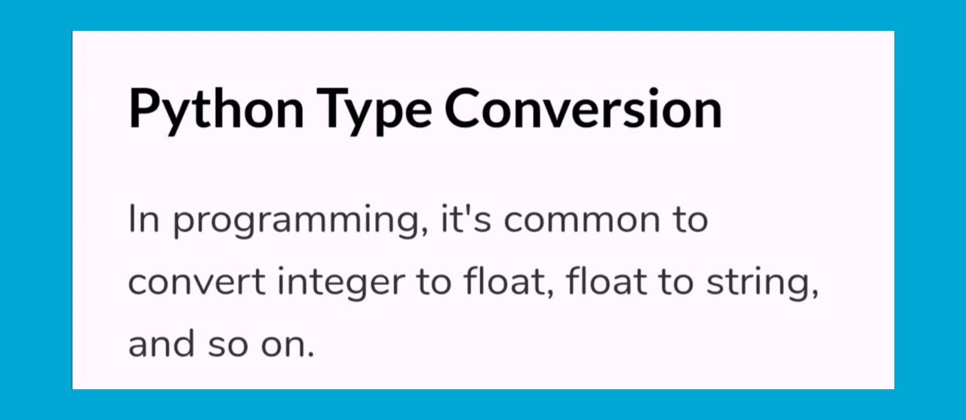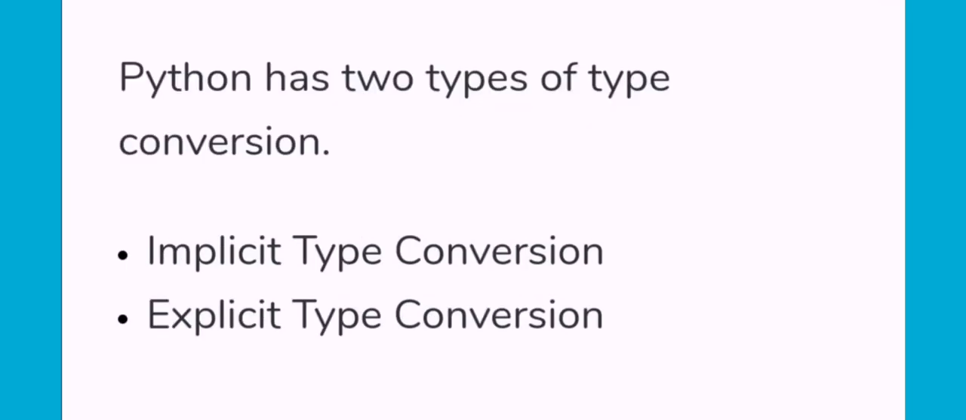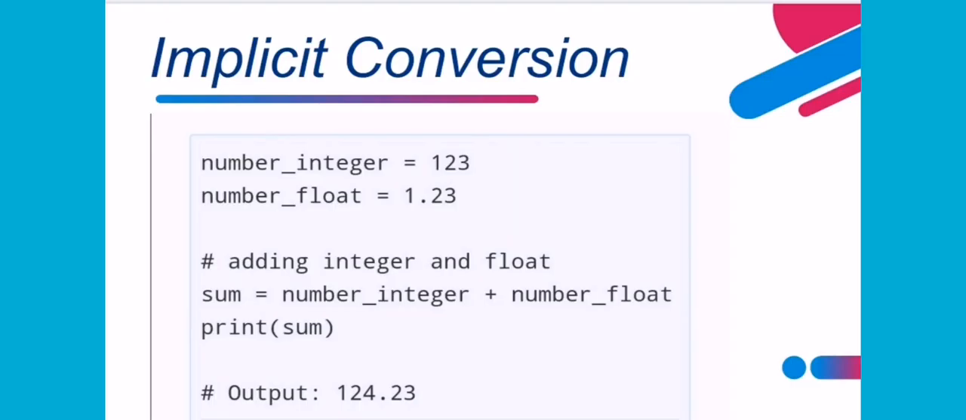The process of converting the value of one data type to another data type is called type conversion. Python has two types of conversion. First, implicit type conversion, and second, explicit type conversion. In implicit type conversion, Python automatically converts one data type to another data type. We are not using any forceful conversion.